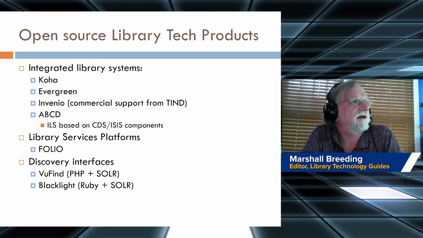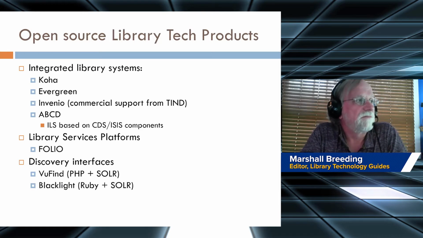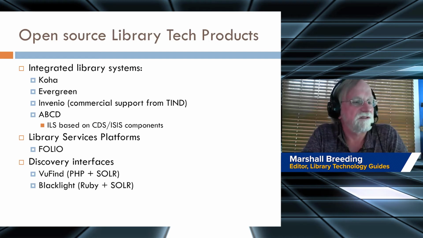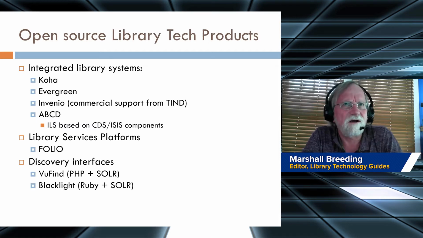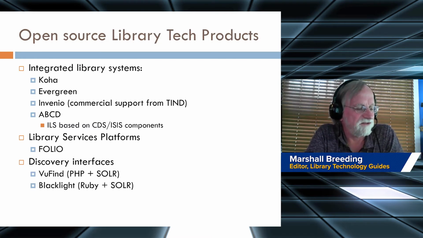When we look at the different kinds of open source software that exist in the library arena, they're in different categories. I focus more on the systems because that's my main area of involvement. There are several open source integrated library systems. Koha is the most famous and widely used, and it may be the most widely used integrated library system in the world. Again, I'm looking for solid statistics to back up that assertion.